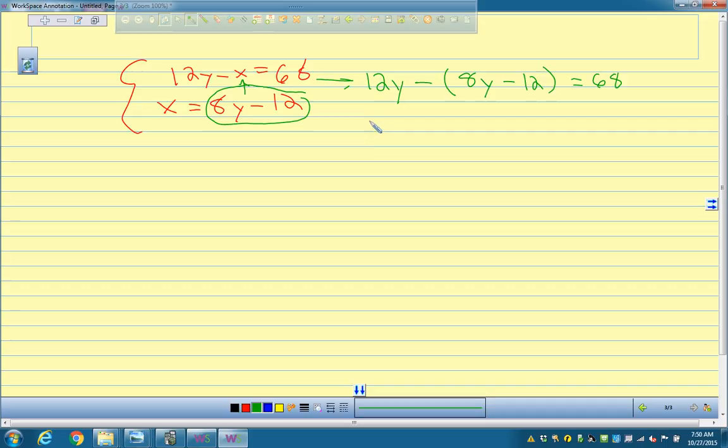So when I distribute that negative sign through, I get 12y minus 8y. What does this 12 become? Plus, because it's minus minus, right? So it becomes plus 12 equals 68. Then I'm going to group my like terms, okay? So I have 12y and 8y. I'm going to put those together. 4y plus 12 equals 68. Then I'm going to subtract 12 from both sides. Minus 12 minus 12.